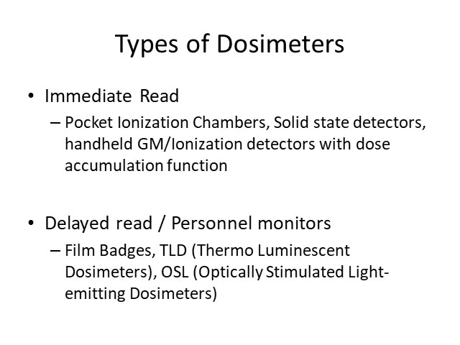A radiation dosimeter is equipment that is used to measure the amount of radiation present in the environment. Dosimeters are classified into two types: one is immediate read dosimeters, the other is delayed read dosimeters. Most commonly, delayed read dosimeters are used for personal monitoring, while immediate read dosimeters are mainly used for survey monitoring.